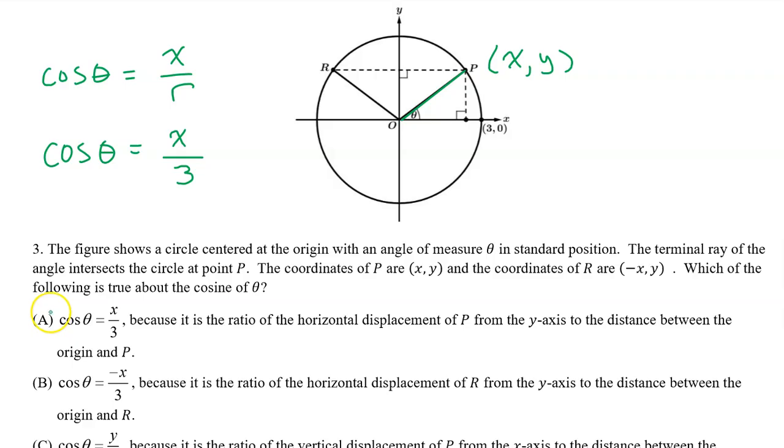So the answer is A. The cosine of theta is equal to x over 3 because it is the ratio of the horizontal displacement of P from the y-axis to the distance between the origin and point P.